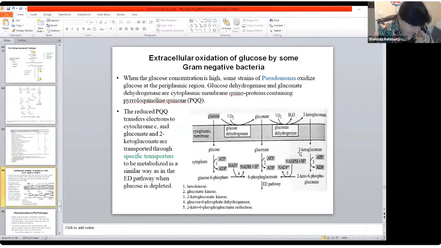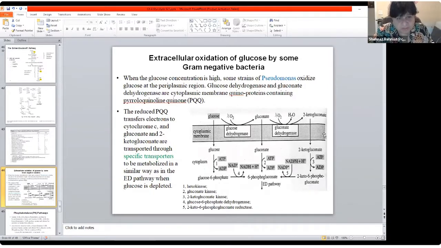Now we talk about some bacteria that are capable of oxidizing the glucose extracellularly also, and then transporting it. Kind of an interesting idea. So which are these bacteria? When glucose concentration is high, some strains of Pseudomonas will oxidize the glucose at the periplasmic region.